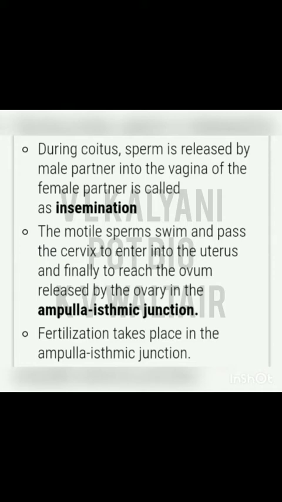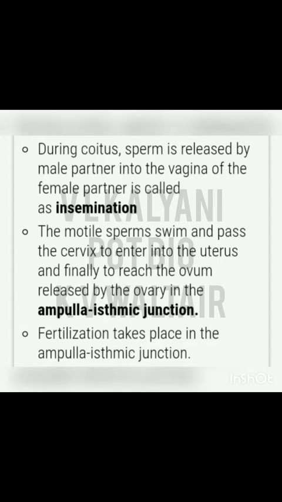So how do they reach the egg? First we should know about another term here, that is insemination. Insemination, children, is the release of semen into the vagina through the penis. The penis is the external genitalia, and the semen, the fluid containing the sperms, is released into the vagina of the female reproductive part during copulation or coitus.